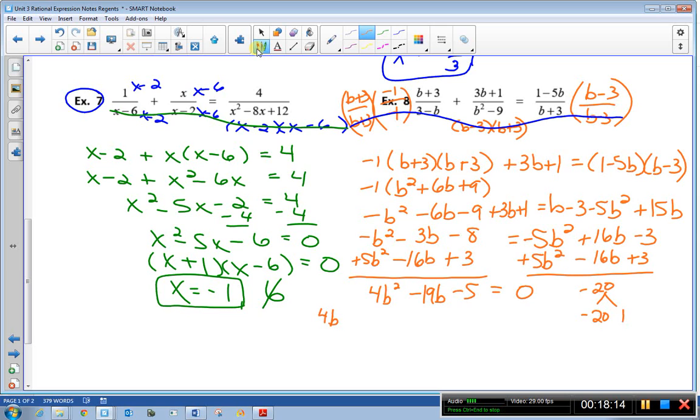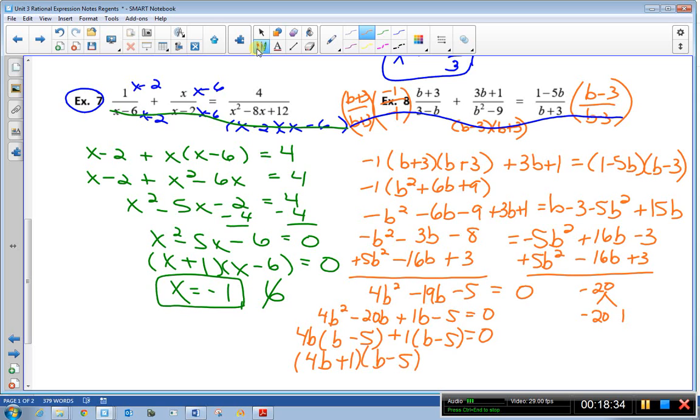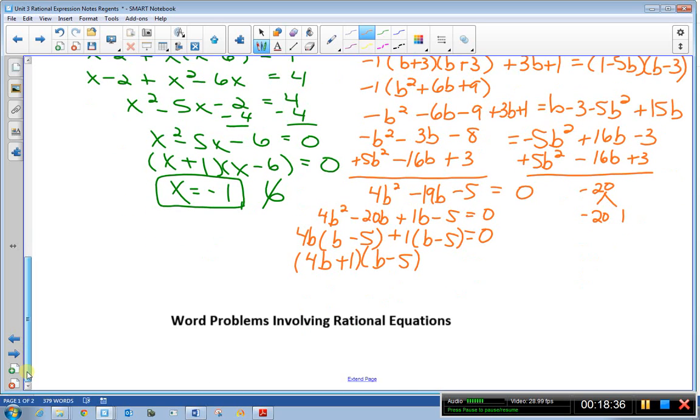So this is 4b squared minus 20b plus 1b minus 5. Factor out a 4b, and you're left with b minus 5. Factor out a plus 1, and you're left with b minus 5. So my factors are 4b plus 1 and b minus 5. So my answers are b is equal to negative 1/4 and b is equal to 5. And I've checked them both. They both check.